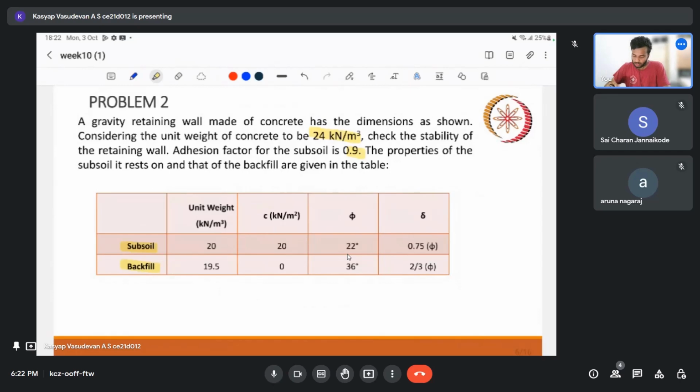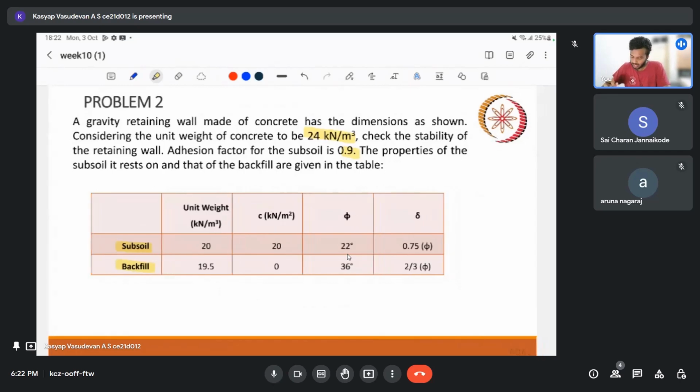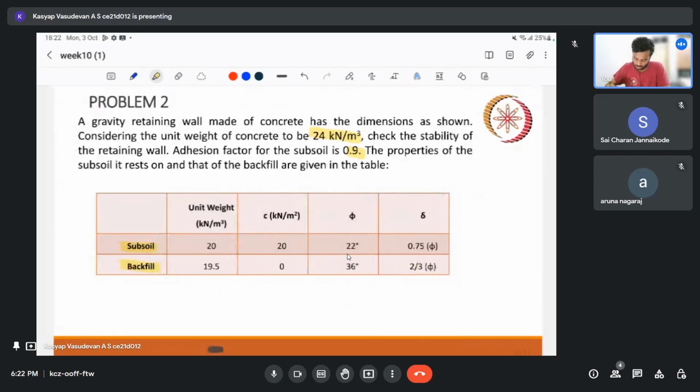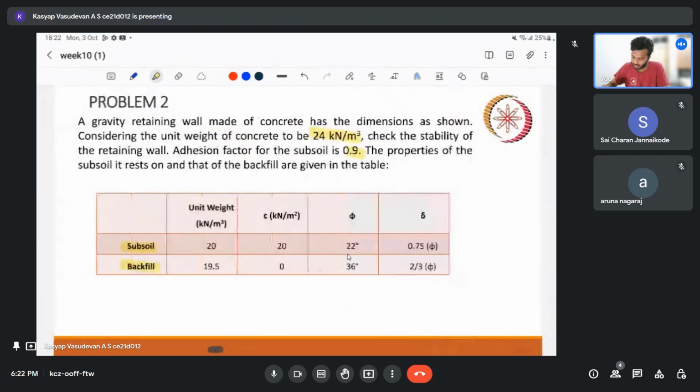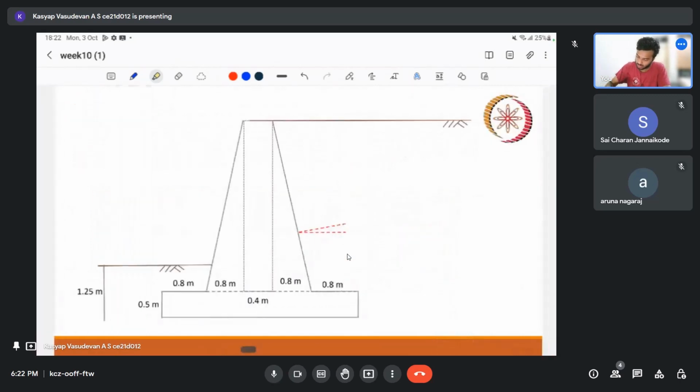Okay. So having said that, we have a particular section given here. So this is the section we have. So here the height, I forgot to mention the height. The height is nothing but 5 meter. So this height is 5 meter. So if we have a section like this, how can we check the stability? So let us just write down.